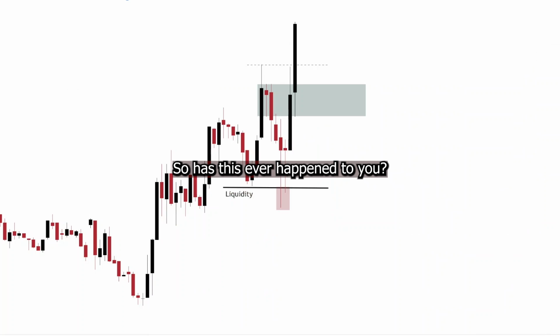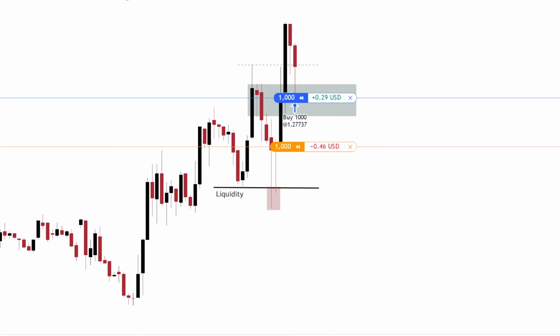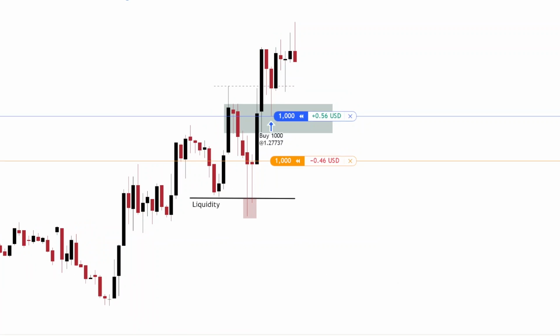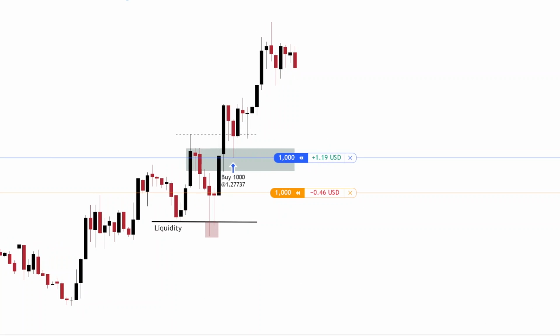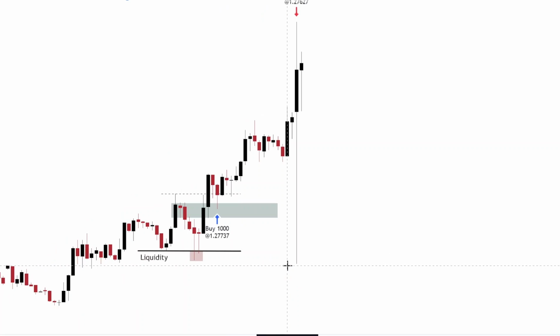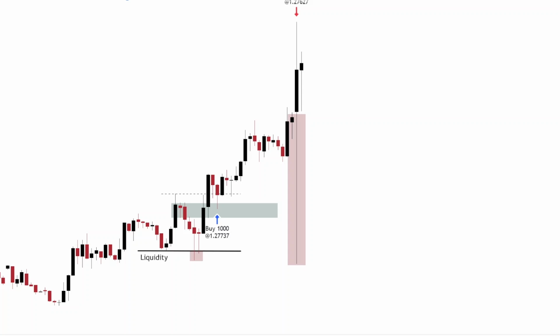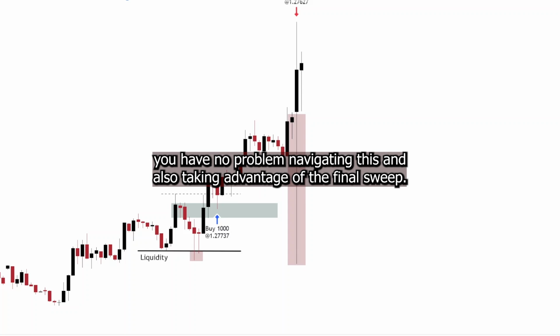So has this ever happened to you? When you are in a trade and price goes in your favor, then out of nowhere, price takes you out. What happened here is what you would call a last draw, which is your final sweep. Price quickly came down to take you out of the profitable position before continuing in the correct direction. By the end of this lesson, you'll have no problem navigating this and also taking advantage of the final sweep.